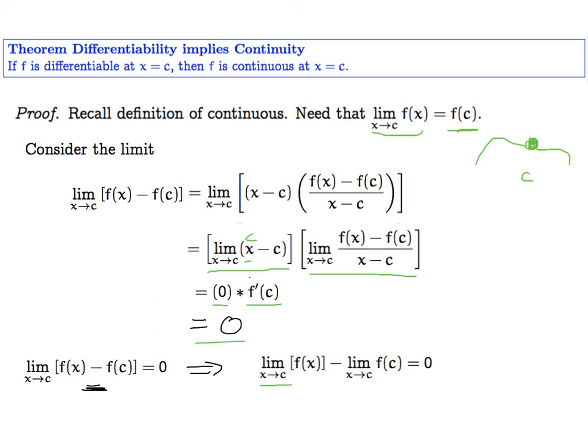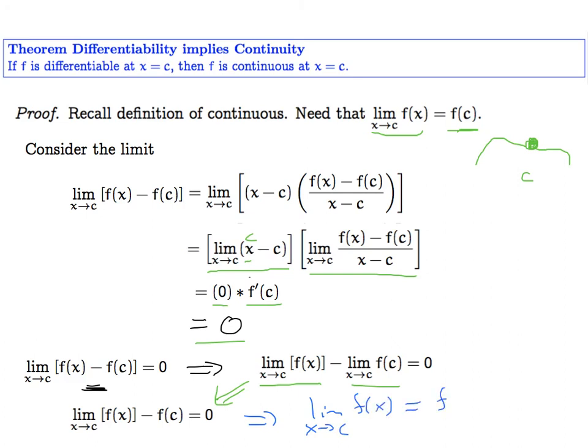This first one just says replace your x with c. That's your nice limit. And this other one, well, there's no x's to replace. That's just a number, so that's just going to be f of c. And so now all I've got is that the limit minus f of c equals 0, and so I can simply rewrite this as the limit as x approaches c of f of x is equal to f of c, which means our function is continuous. So if you can take the derivative, it's going to be continuous. Now this is most useful in the other form that we'll see an example of next.